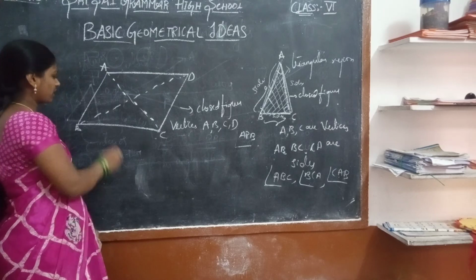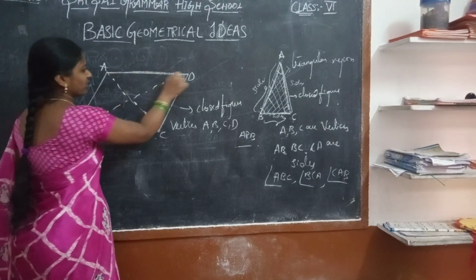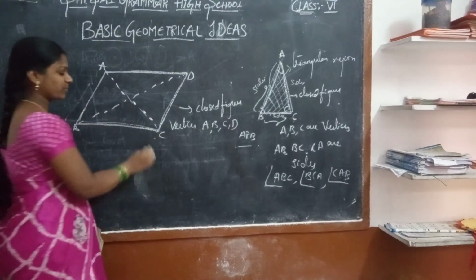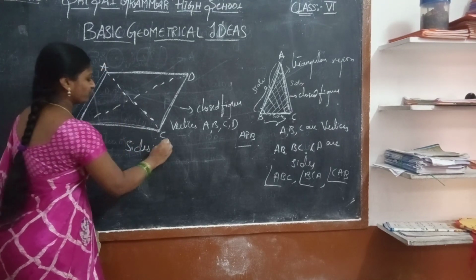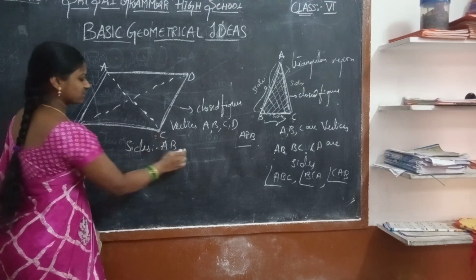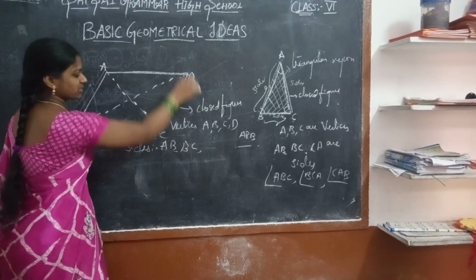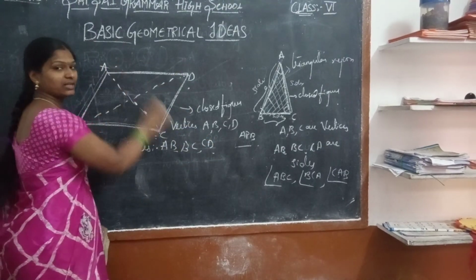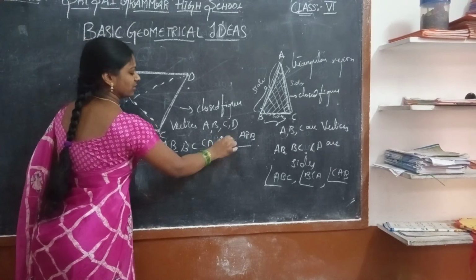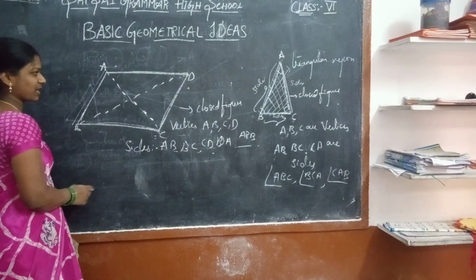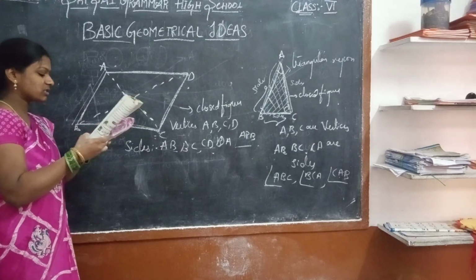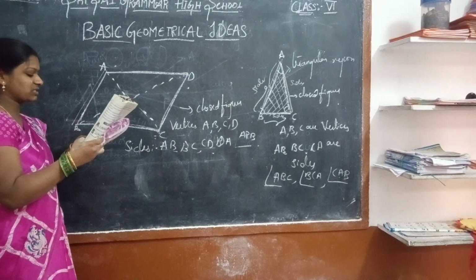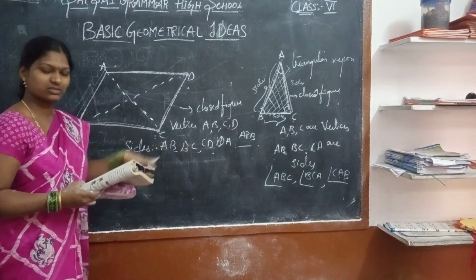And here, what are the sides in a quadrilateral? How should we identify the sides? AB is one side, BC is one side, CD is one side, DA is one side. These are the sides. So AB, BC, CD, DA are the 4 sides.